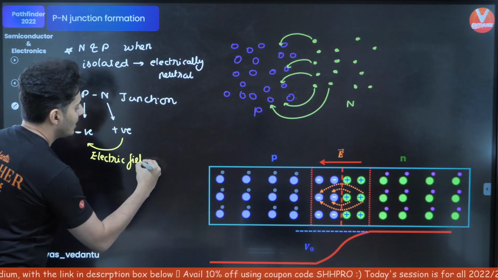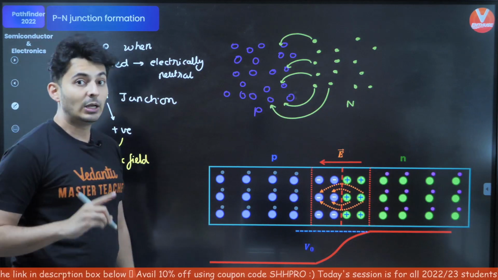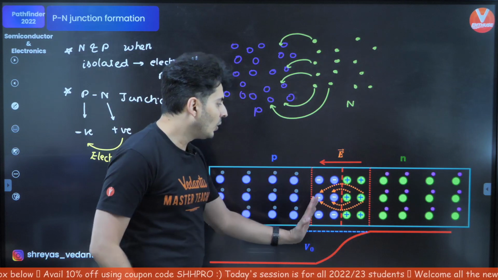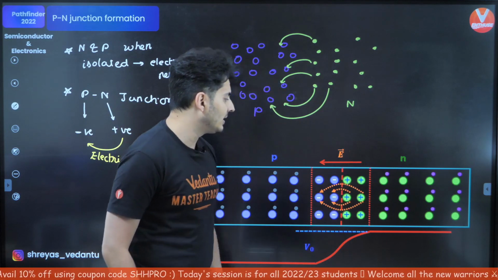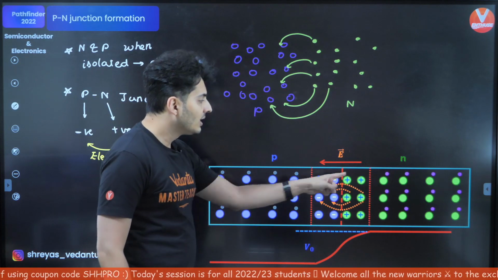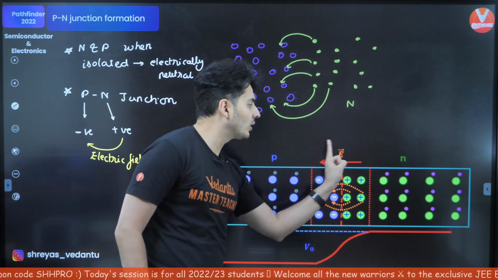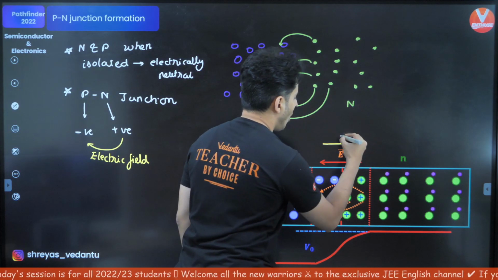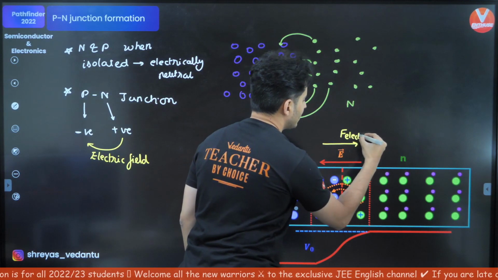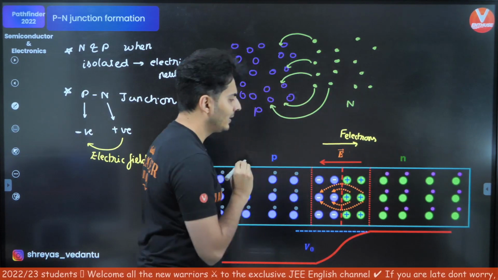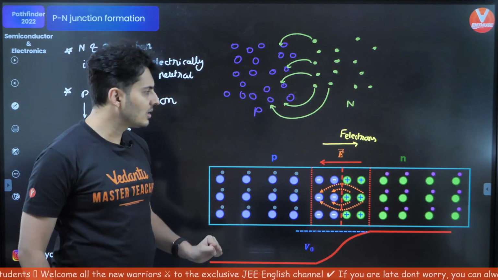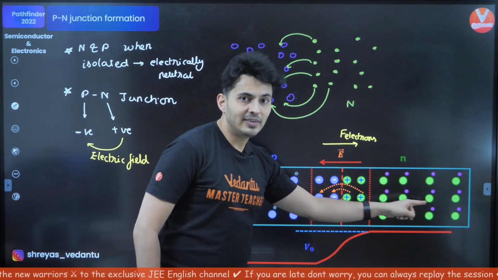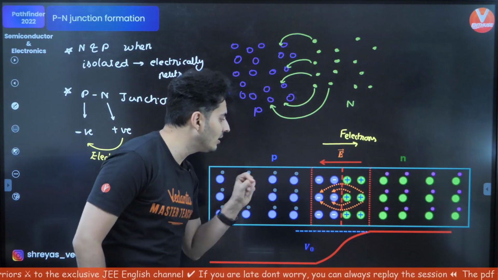And what will a field do? It will create a force. On whom? The charges. So once the positive charge is built up and negative charge is built up over here, the field is here, that means the force on the electrons will be towards this side, right? Because electron is negatively charged. So do you think these electrons will find it easy to jump from here to here?